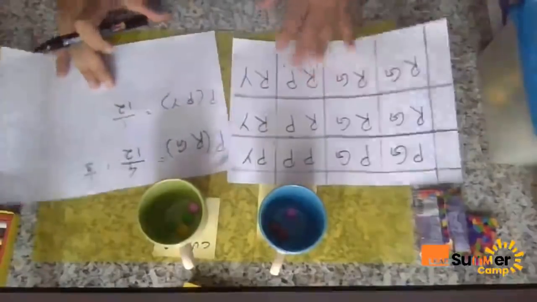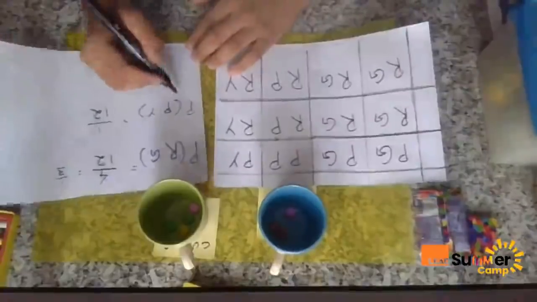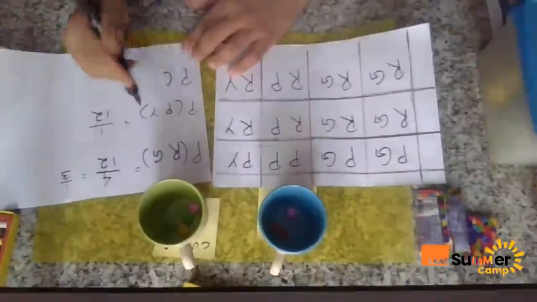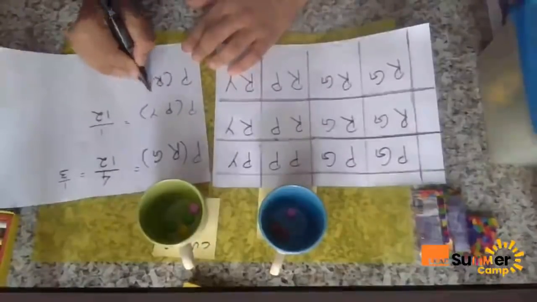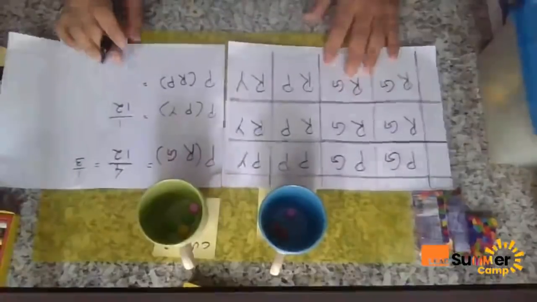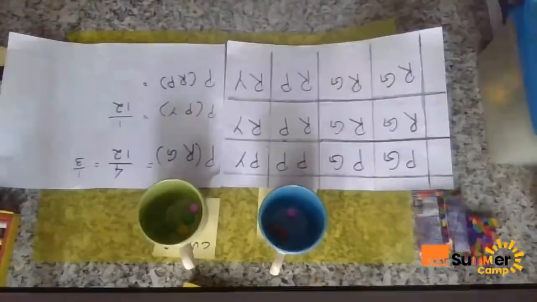So for example, let us see what would be the probability of drawing a red and pink. Alright, let's take a minute to solve this problem, students.